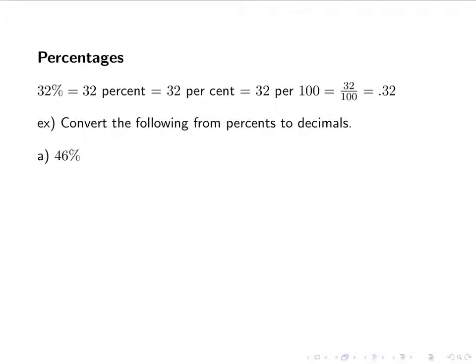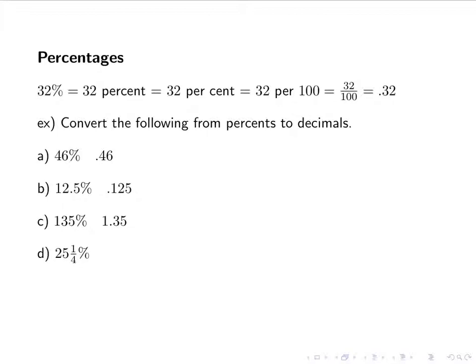So 46%, again, that's 46 over 100, and I'm just going to move the decimal over 2 places to the left. So that gives me 0.46. 12.5%, if I move the decimal place over 2 times, I get 0.125. 135% becomes 1.35. Anything over 100% is going to be over 1 when I convert it to a decimal.